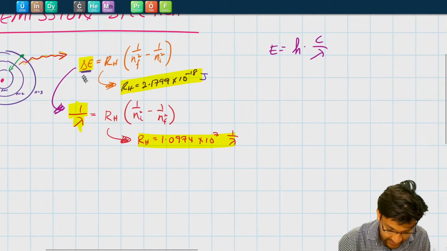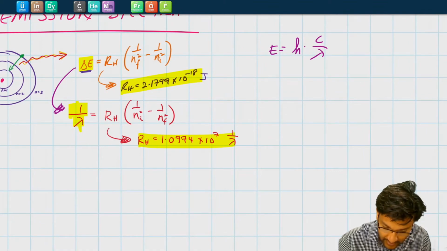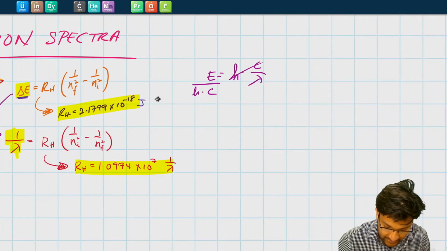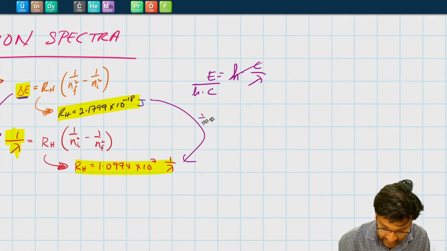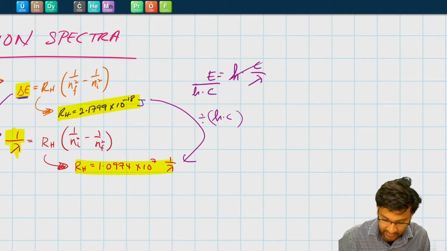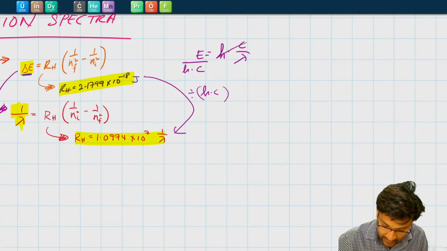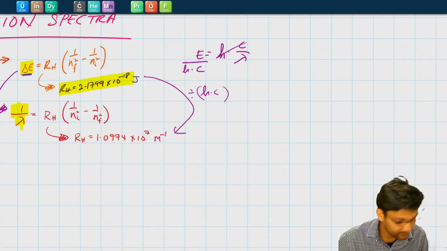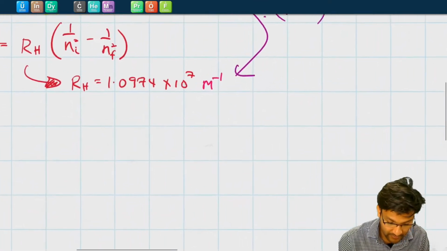And so to convert energy to wavelength, or 1 over wavelength like they did, you just divide both sides by h times c. So if you take this energy and then divide it by h times c, you should get the Rydberg constant in terms of inverse meters. Okay, or 1 over meters.